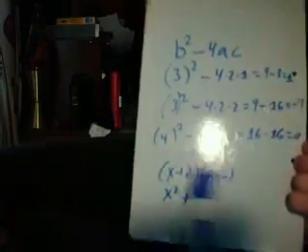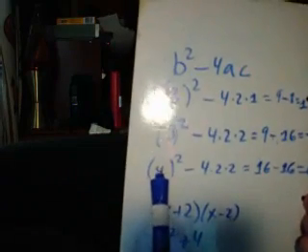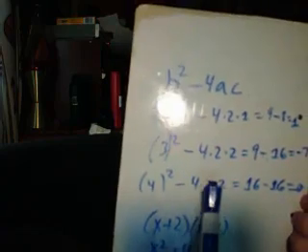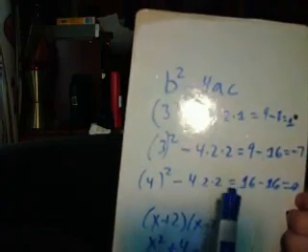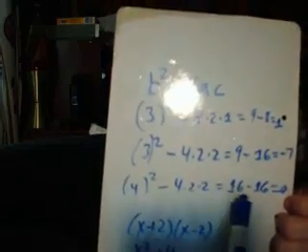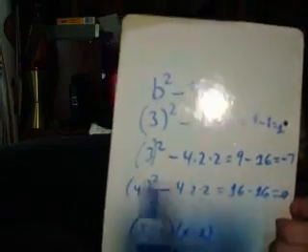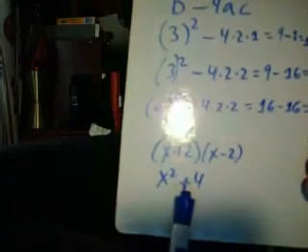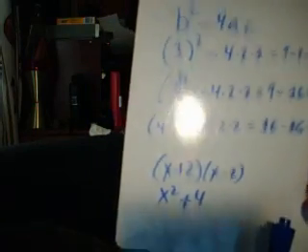Now, let's say that your b is 4. 4 squared is 16. Well, 4 times 2 times 2 is 16. So, 16 minus 16 is 0. That means that there will be only one root coming out of that polynomial equation. And that's your determinant.